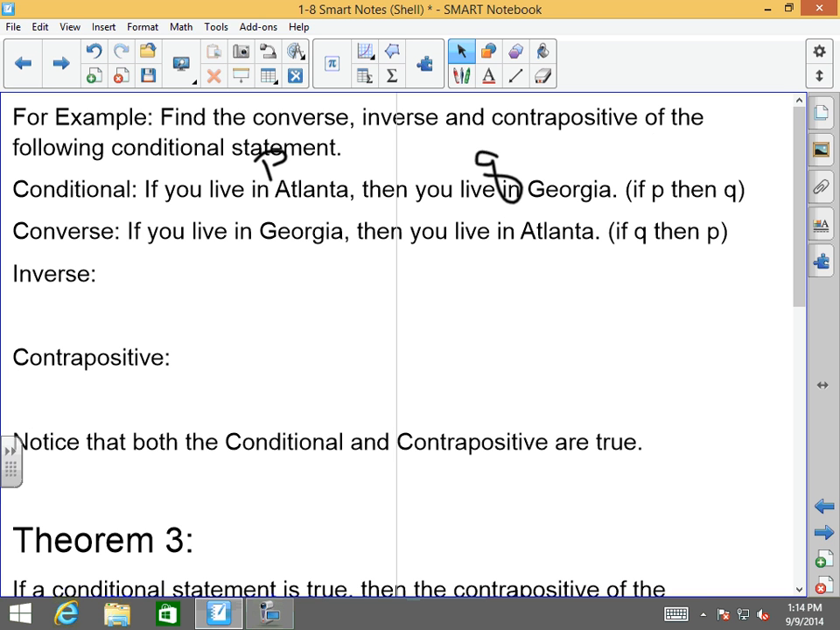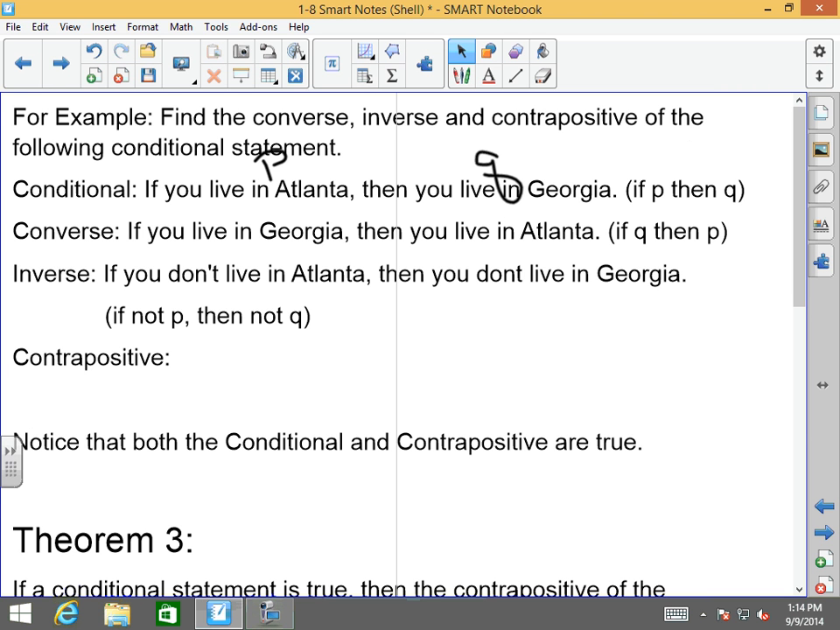The inverse negates the conditional. So the inverse would be, if you don't live in Atlanta, then you don't live in Georgia. If not P, then not Q. Again, that is false as well. So far we've hopefully learned that the converse and the inverse may not be true. They could be, but they won't always be true.